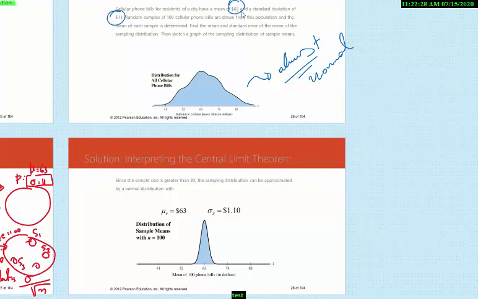And then what I do is I consider the sampling distribution of phone bills, of 100 phone bills. So I'm taking samples of 100 bills at a time, and I take all of those samples of 100 bills at a time. Then what I know is that the mean of that sampling distribution will be 63, and the standard deviation will be nothing else than 11 divided by the square root of 100.